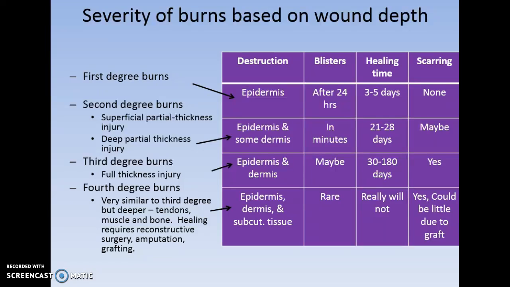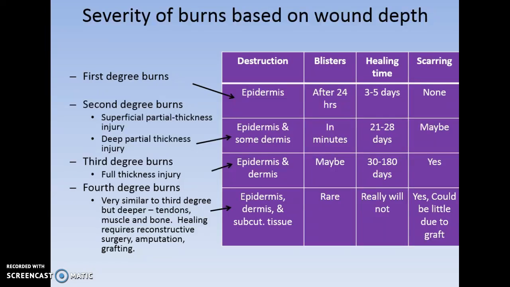So on this table, you want to focus on the type of burn and the level of destruction, the healing time, and the scarring. So, specific points of importance. I mentioned the healing: fourth degree burns really will not heal, and even the third degree, they'll heal, they just won't look the same. And in reference to scarring, any question on the exam that might speak to scarring, both second and third degree burns will result in scarring.